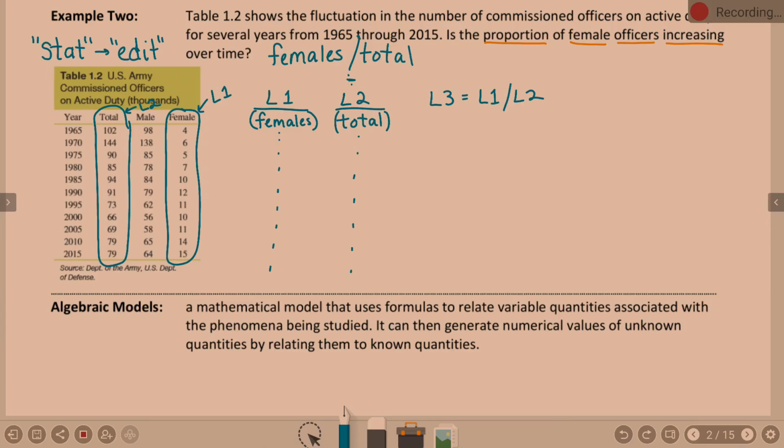Okay, so here's the deal. My females were in L1, my totals were in L2. So I needed to do L1 divided by L2. Now, if yours were in L2 and L3, maybe you need to do L2 divided by L3. I did L1 divided by L2. And you need to do L2 divided by L1? Okay, so it all depends on how you entered your numbers, right? Oopsie daisy. I get the error: invalid dimension.